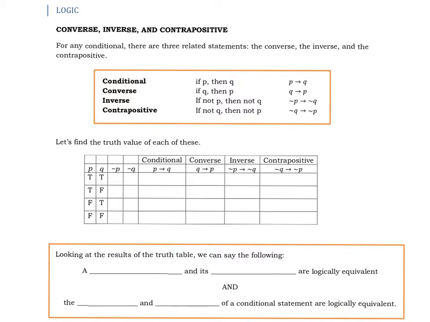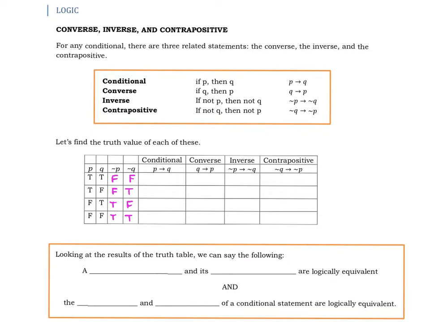What we're going to do is take a look at the truth values for the conditional, the converse, the inverse, and the contrapositive. Since we need not P and not Q to evaluate the truth of the inverse and the contrapositive, we will go ahead and fill those particular columns out first. So we've got a false, false, true, true, and a false, true, false, true. All right, so now we're going to go ahead and evaluate the conditional.